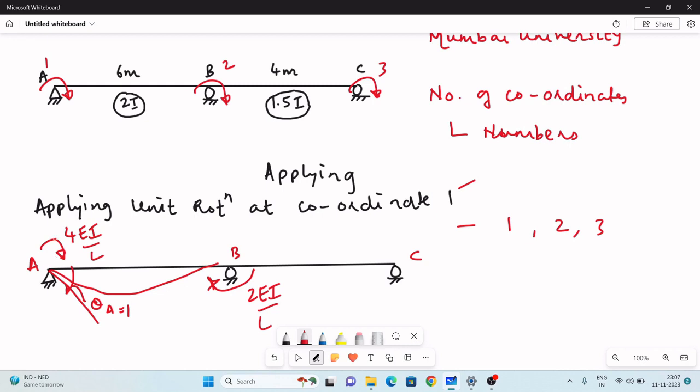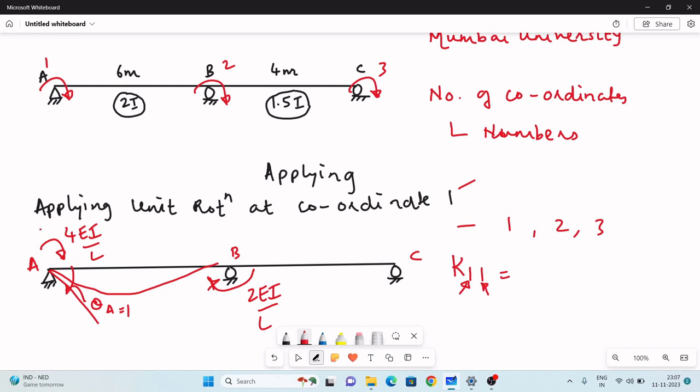So whenever you are applying some moment at a particular joint, if the far end is fixed, half of the moment is transferred to the far end, or you can say half of the moment is developed at the far end, and that concept is known as carryover factor. So you can write K11: force required at 1 to produce unit rotation at 1.